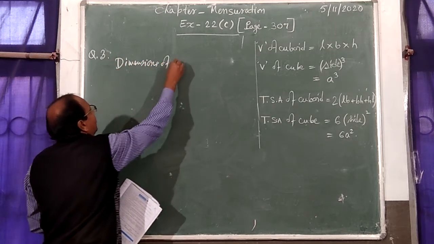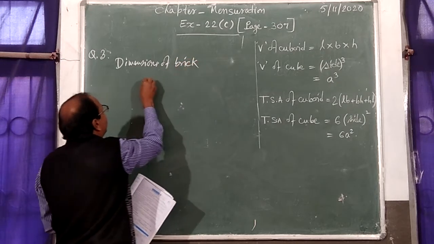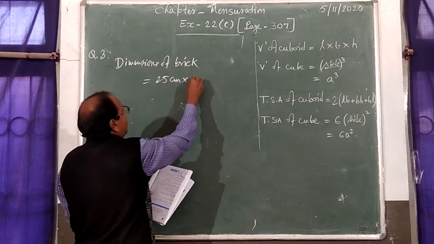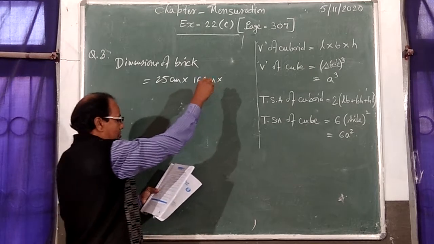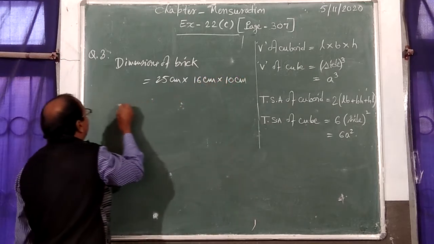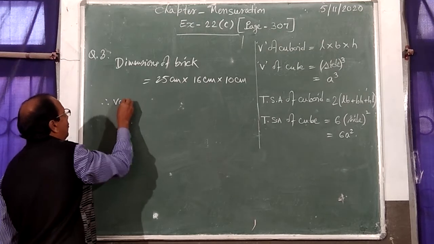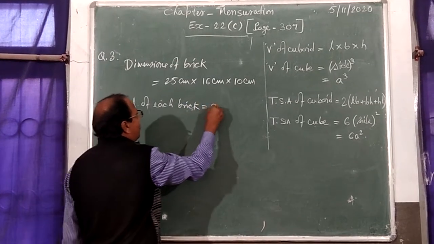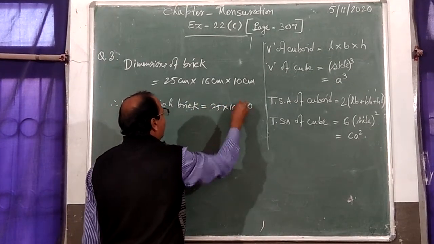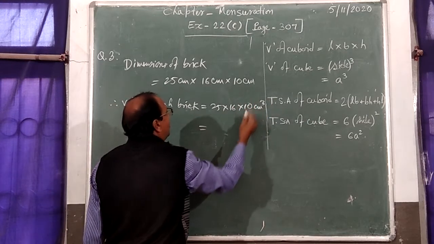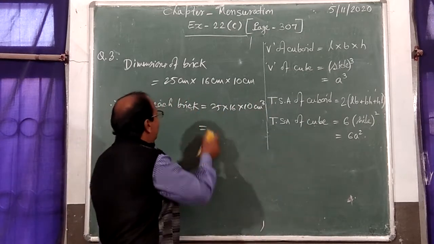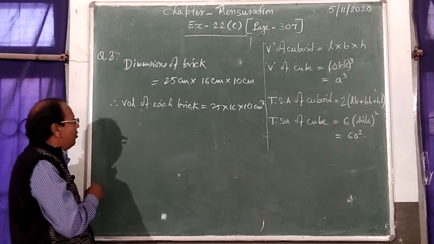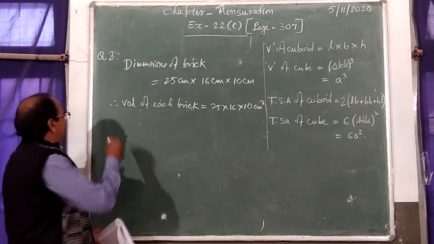Dimensions of brick here 25 centimeter into 16 centimeter into 10 centimeter. So if you go for volume of each brick, volume of each brick equals to 25 into 16 into 10 centimeter cube. You can multiply, otherwise we don't need to find out the volume. So here we will not multiply. Now we will go for the wall.